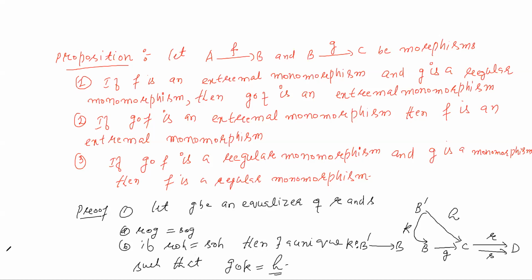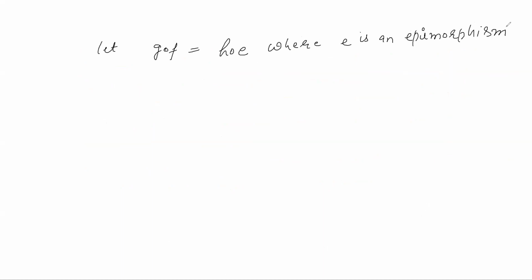So this is our given thing. You have this g regular monomorphism. Now f is given as an extremal monomorphism. So our job is to show that g composition f is an extremal monomorphism. So let g composition f equal h composition e, where e is an epimorphism. So we just need to show that e is an isomorphism.